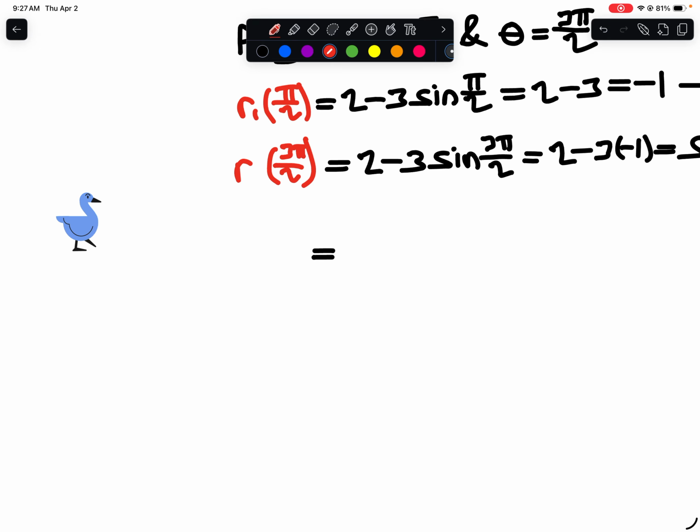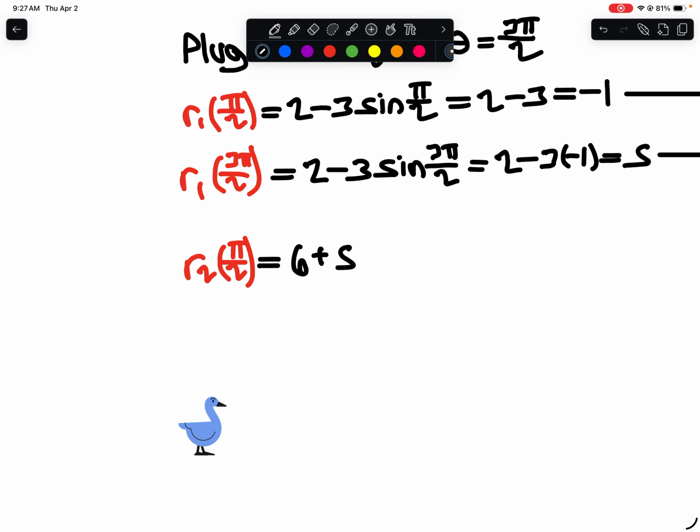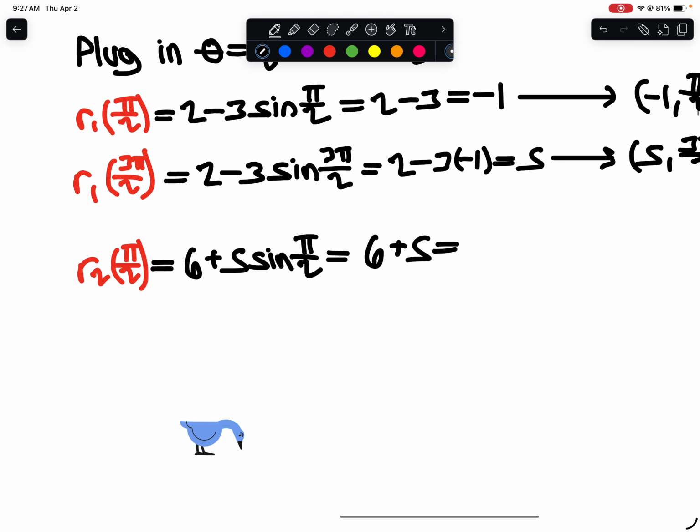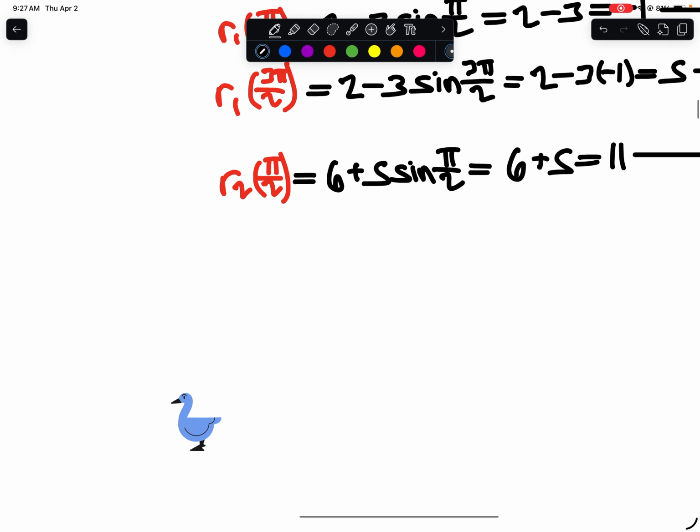Okay, so, whoops, that would be R1. So now I'm going to do R2 of pi over 2. So I'm going to take the second equation, which is going to be my dimpled Limaçon. So when I plug in, this is going to be 6 plus 5 sine pi over 2. So when I do this, this is going to be 6 plus 5 times 1, which is going to be 11, which is going to generate the point 11 in the direction pi over 2. That's not like any of those other points, so that means I'm going to want 3 pi over 2 for the dimpled Limaçon.